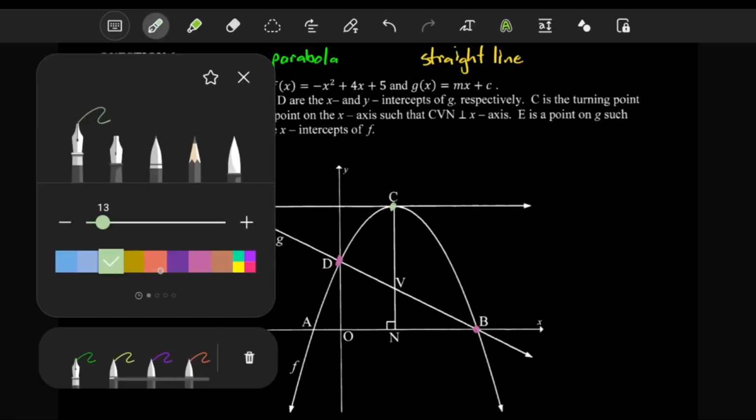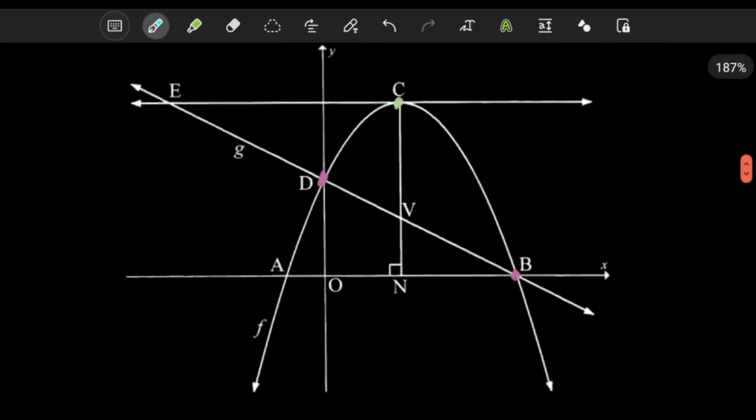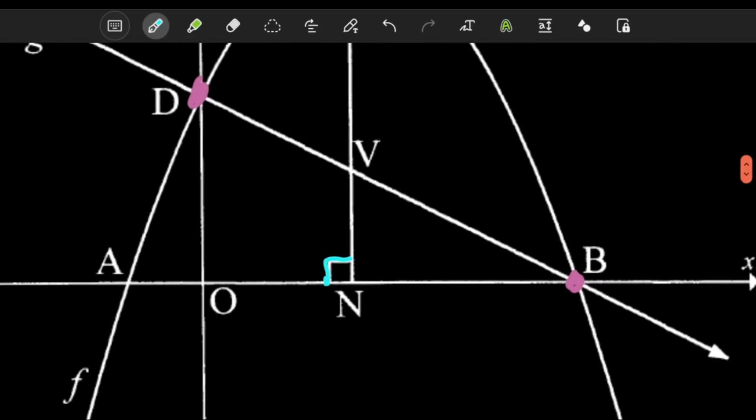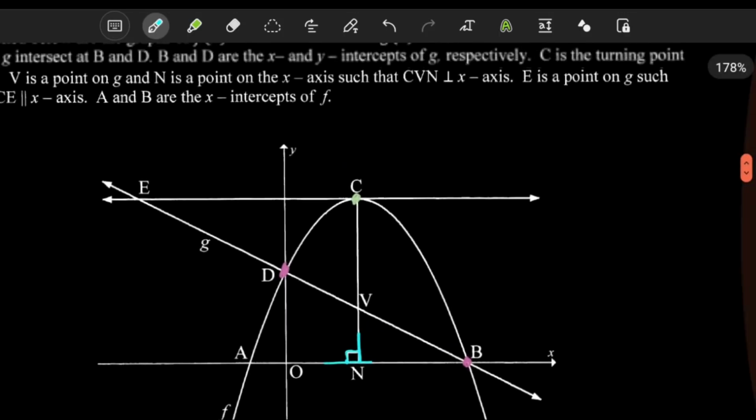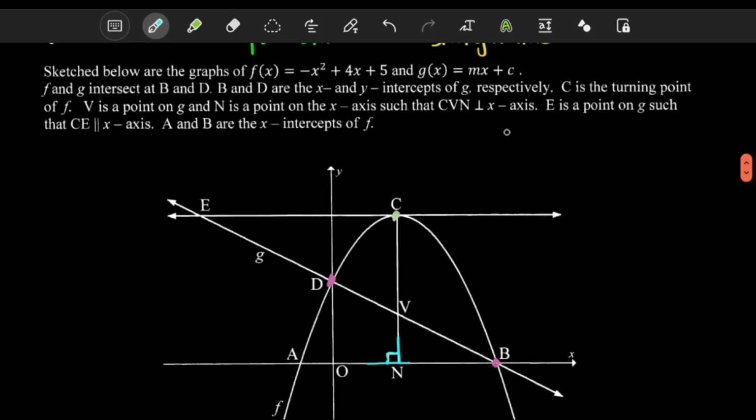Things like this, don't take them for granted. That's why when you read your question, don't just read. It's not a novel, it's not a book, it's a description. Here it says E. Where is E? They said E, and I want to know where E is. E is a point on g such that EC is parallel to the x-axis. So we already know this is a 90-degree angle because this is parallel to that. So it's going to cut the y-axis at an angle of 90 degrees. If these are parallel, it means that these are corresponding angles.